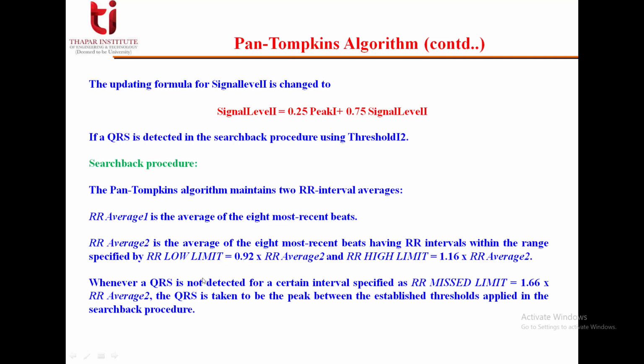Now, whenever a QRS is not detected for a certain interval specified as the RR missed limit, which is given by 1.66 times RR average 2, then the QRS is taken to be the peak between the established thresholds applied in the search back procedure. So this is what we do when we miss a QRS for a specified interval.